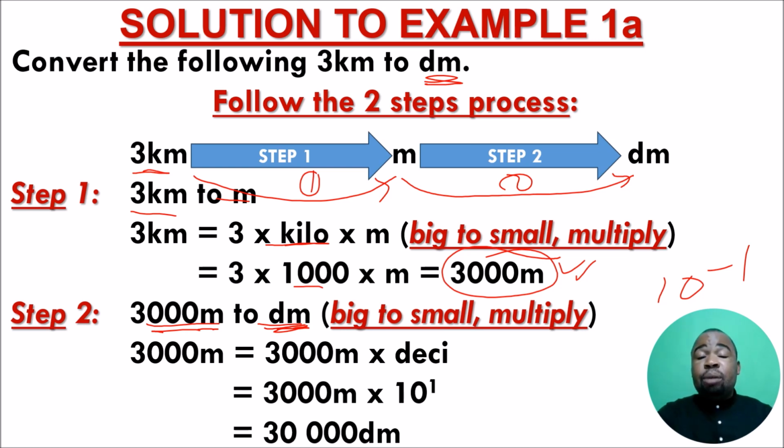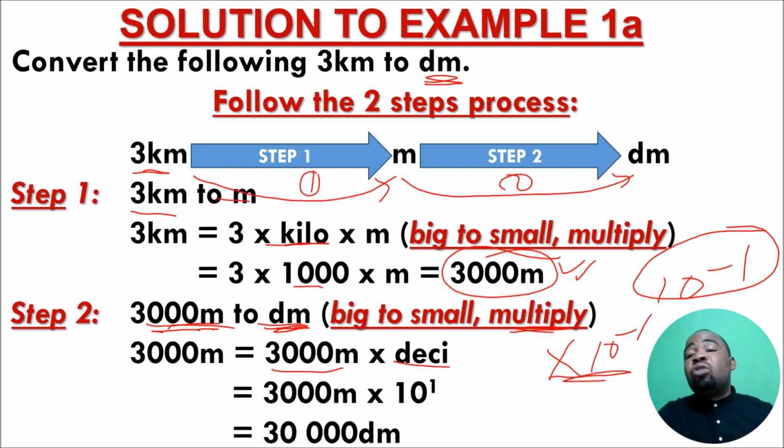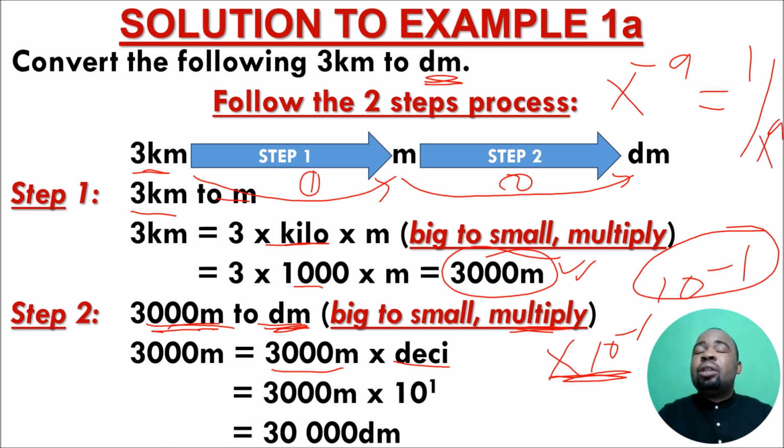You see the conversion table then. So if we're converting from big to small, what do we do? We multiply. So we're going to multiply 3,000 meters by the factor deci. Now take note, deci is 10 to the power negative 1. But if we multiply by 10 to the power negative 1, we are not actually multiplying, but we are dividing. Why? Because we said multiplying by a negative power is equivalent to dividing by a positive power.